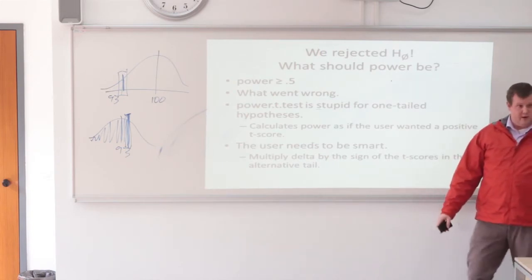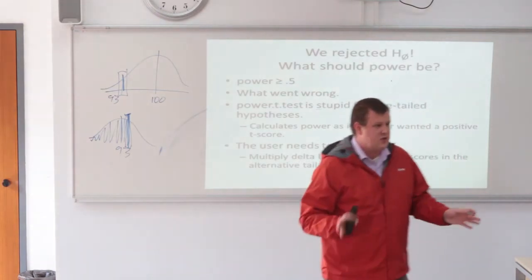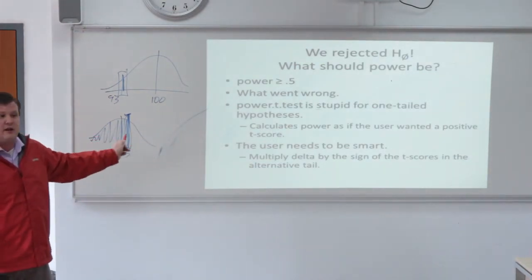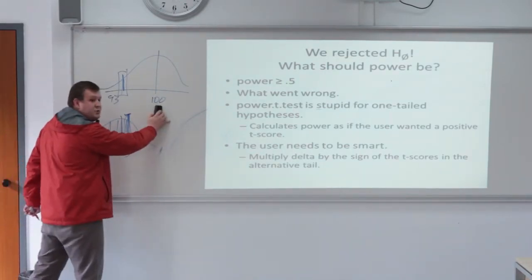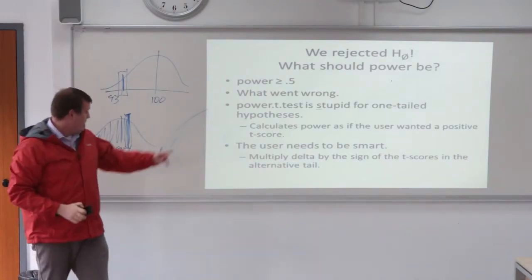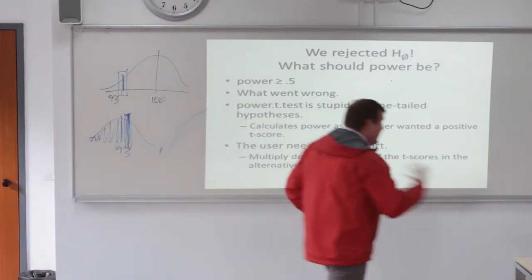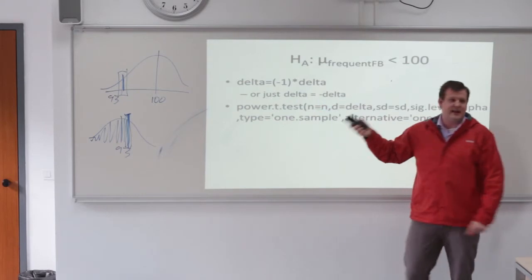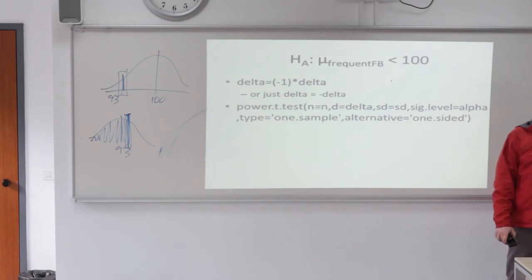So you need to be smart when you're using power.t.test for a one-sample test. If you're doing a two-sample test, it's no big deal. What you do is you multiply delta by the sign of the t-scores in the alternative tail. Here, we were interested in the less-than tail, which would give us negative t-scores. The signs of those scores are negative. So we can multiply delta by negative 1 and get the delta that we want to use. So go ahead and do this. Delta equals negative delta. That will flip the sign of the delta.